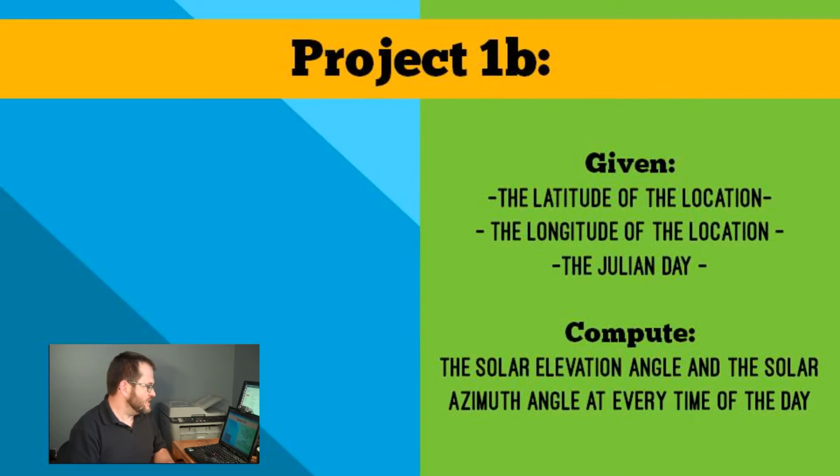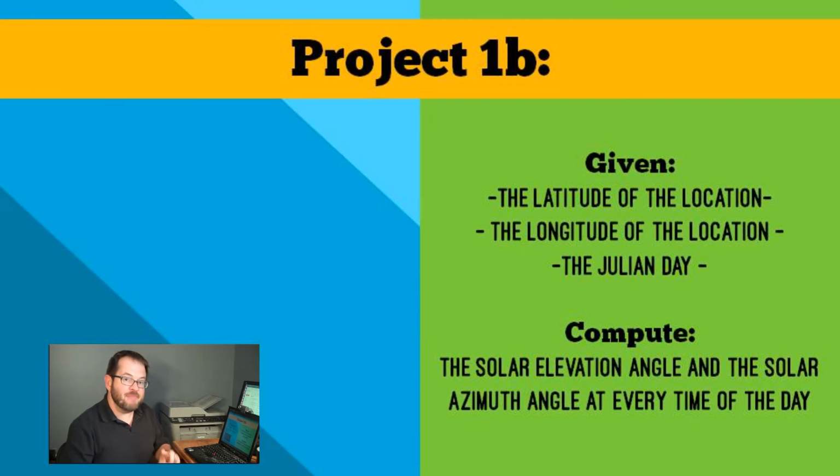You're also going to use the Julian day, and from that information you're going to compute the solar elevation angle and the solar azimuth angle at every time of the day. You're going to have a big array with one row and lots of columns. I think it's 1441, because there are 1441 minutes between midnight one day and midnight the next. We'll have the elevation angle and azimuth of the sun every minute, and we'll use that information for the rest of the calculations.